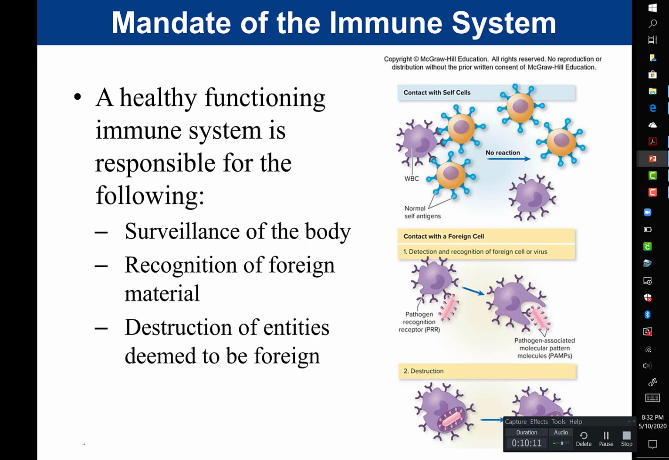The second part is recognition of foreign material. So recognizing that a pathogen is foreign so that it can target it for destruction. This is important because if that part of the immune system fails, and the immune system starts making mistakes, thinking that some part of the body is foreign and starts attacking itself, that is what leads to an autoimmune disease.